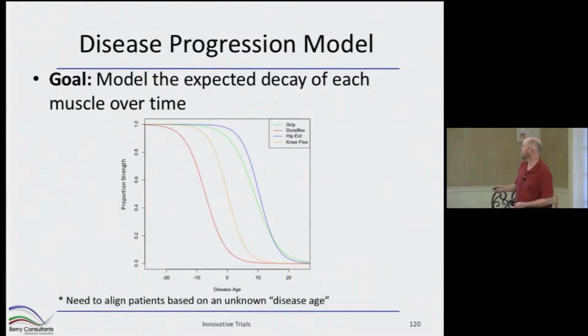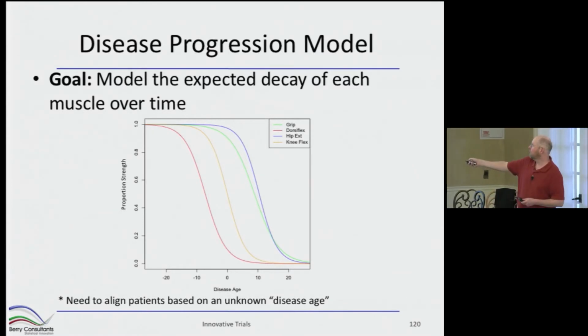And what we were able to do is we could map each patient onto their disease age. So some patients might be in this area where, if we were going to follow them, this is in years. If they're in this area, you can see the dorsiflex is the thing that's going to give us the most information. In this area of the disease, this is a situation where the hip extension or the grip gives us more information about the progression of their disease.